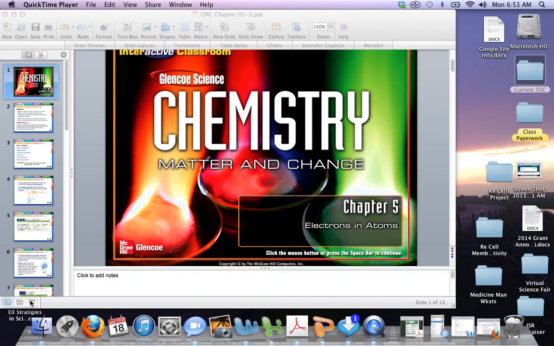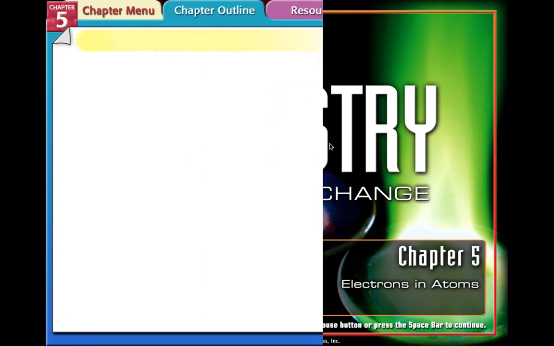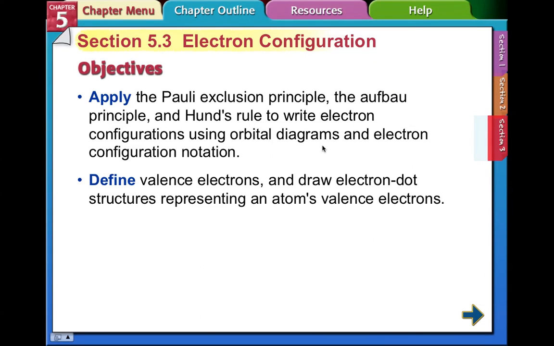Chapter 5, Electrons and Atoms. We are now in Section 3, Electron Configuration. We have talked about Section 1, the light and energy in electrons. Section 2, we talked about the quantum theory of the atom. Now in Section 3, we're going to specifically talk about electron configurations and where they are when we use all these principles. So, objectives for Section 3.